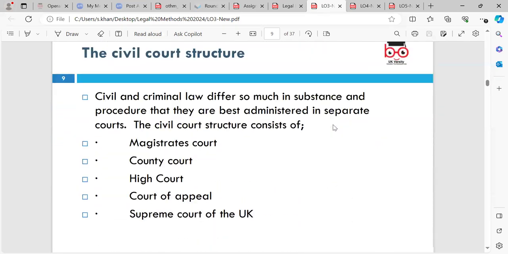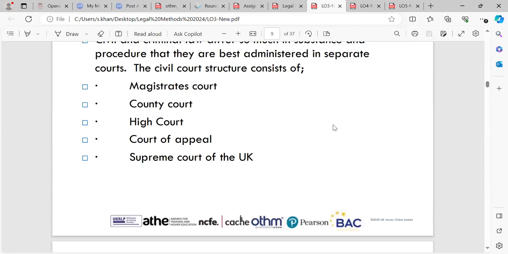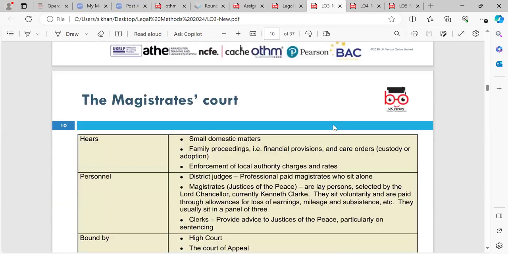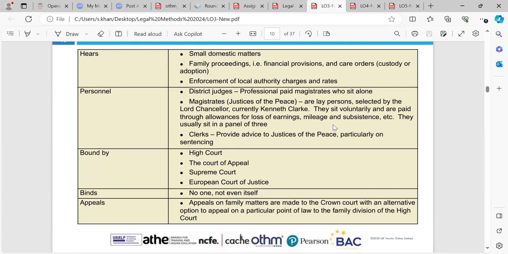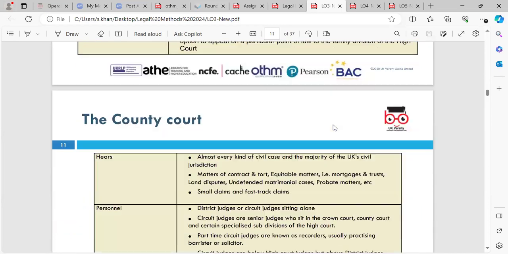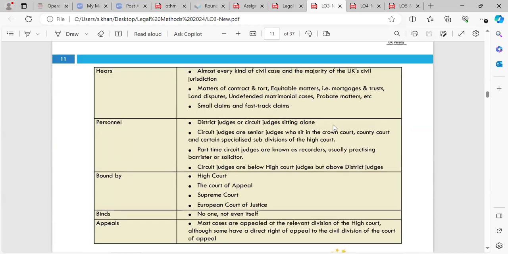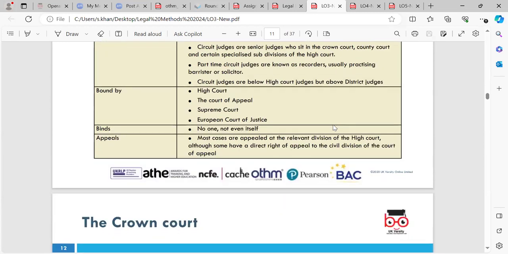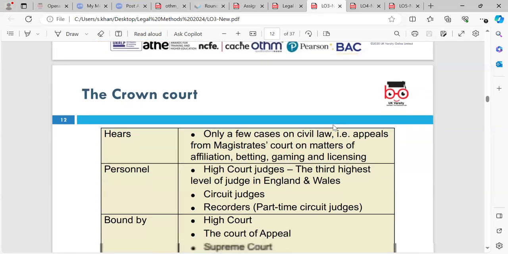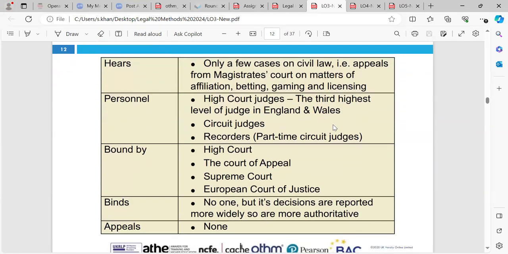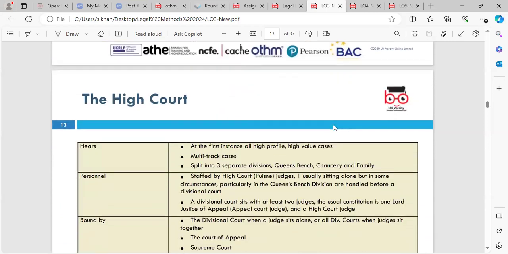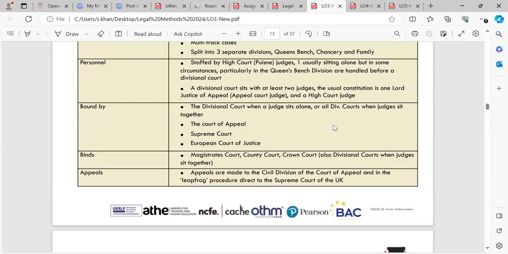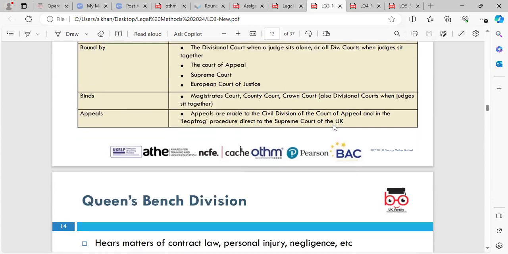We then went on to the civil court structure: the Magistrates Court, County Court, High Court, Court of Appeal, and Supreme Court of the UK. We looked at each court: the Magistrates Court, what they hear, who works there, who is bound by it, who binds it, and the appeals. We did the same for the County Court, what they hear, all civil cases, and who deals with it, the district judges. They are bound by the High Court, the Court of Appeal, Supreme Court, and European Court of Justice. We then went on to the Crown Court, what kind of cases they hear, the people that work there, and who is bound by it. Then the High Court, again, what kind of cases they hear, the personnel that work there, and who's bound by that.